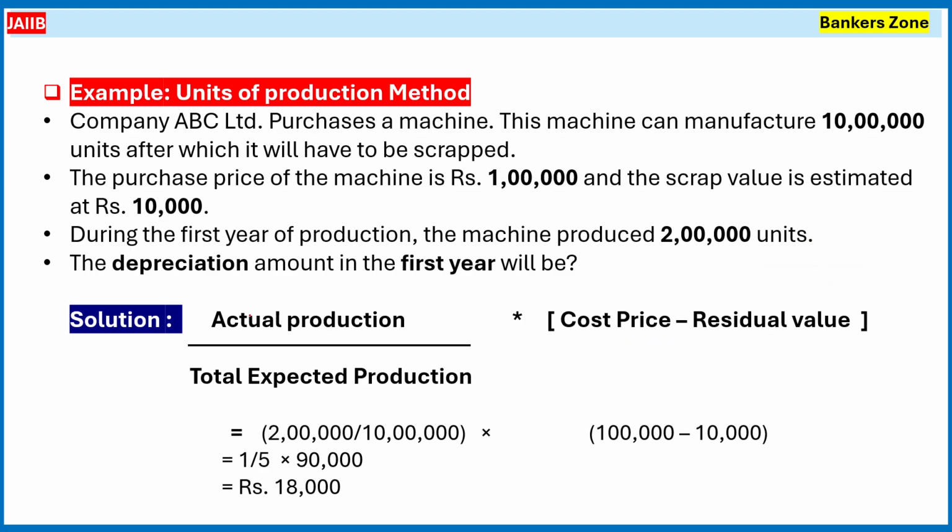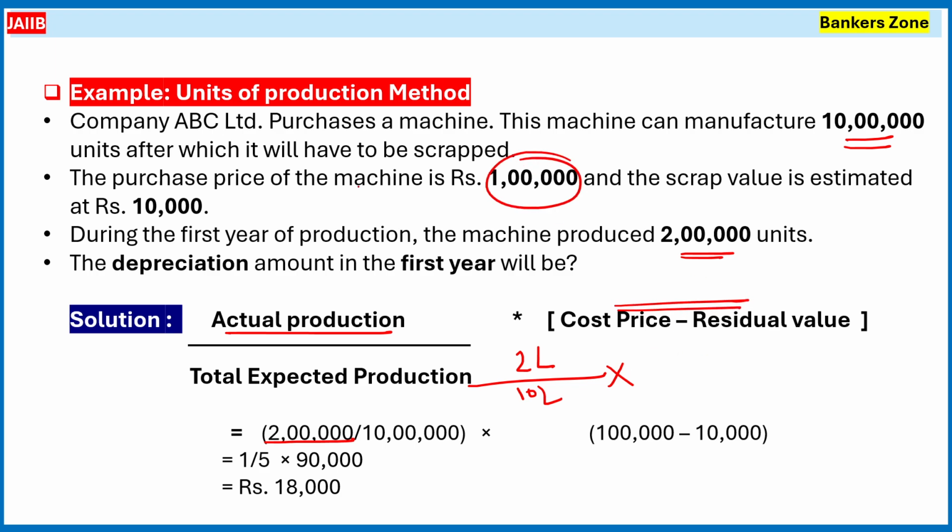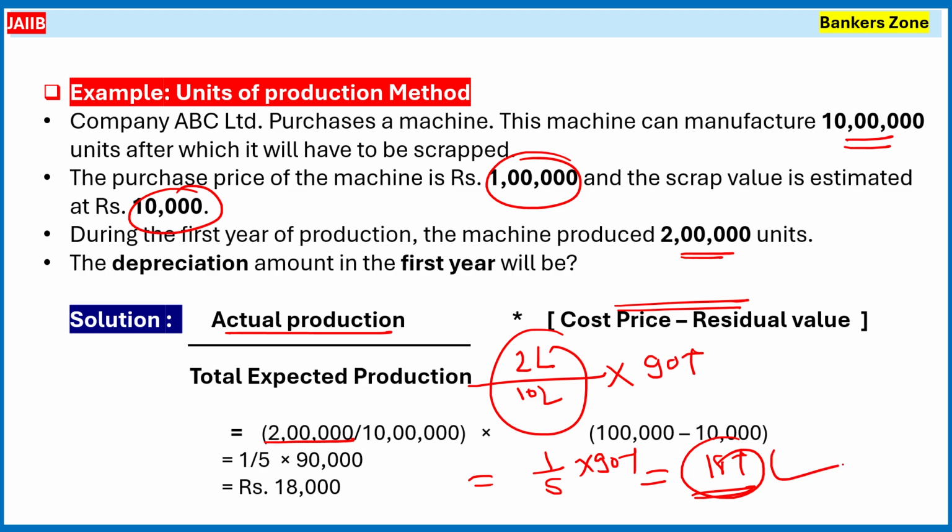Okay, now see, actual production, what is given? 2 lakh. So 2 lakh divided by how much can be produced? 10 lakh. Multiply with the depreciable amount, which is simply 1 lakh minus 10,000, so the amount will be 90,000. So 2 lakh upon 10 lakh is 1 by 5 of 90,000, simply 18,000 will be your answer. So 18,000 is the depreciation for the first year.